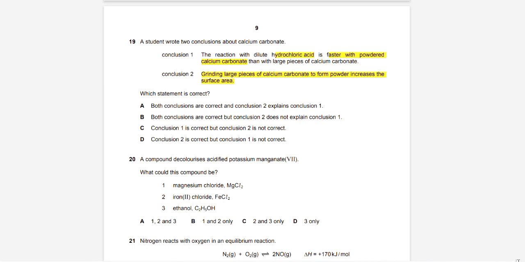Both conclusions are correct, and conclusion 2 explains conclusion 1. This is correct. Both conclusions are correct, but conclusion 2 does not explain? No, it is telling the reason why powdered calcium carbonate reacts faster. Conclusion 1 is correct but 2 is not? How is 2 not correct? It's also correct. Conclusion 2 is correct but conclusion 1 is not? 2 is correct and 1 is also correct. So the first option is the answer.